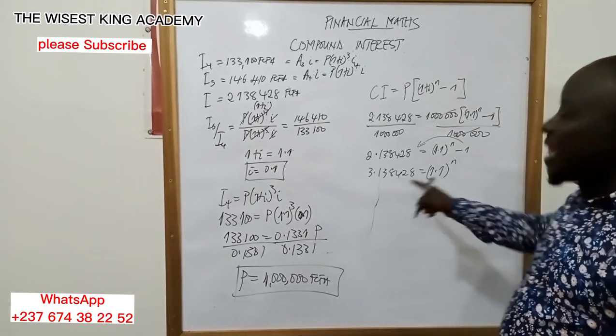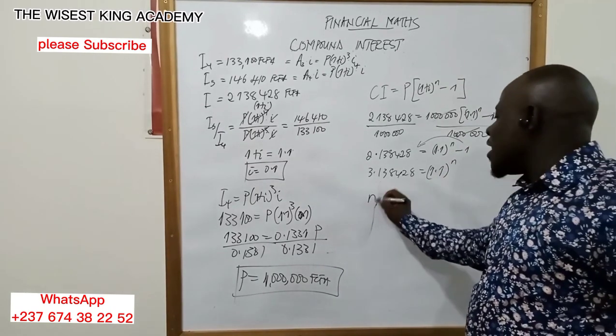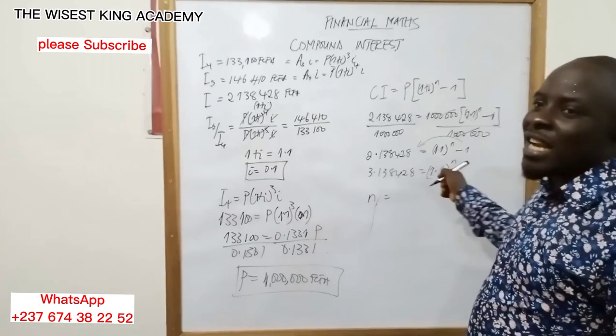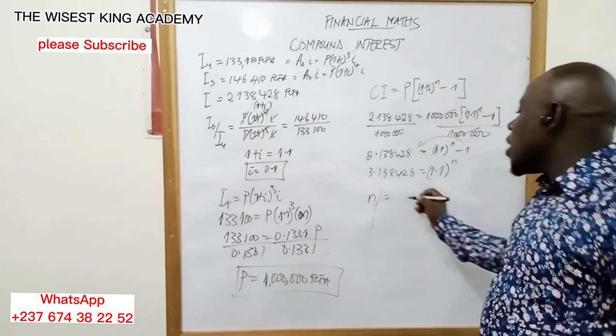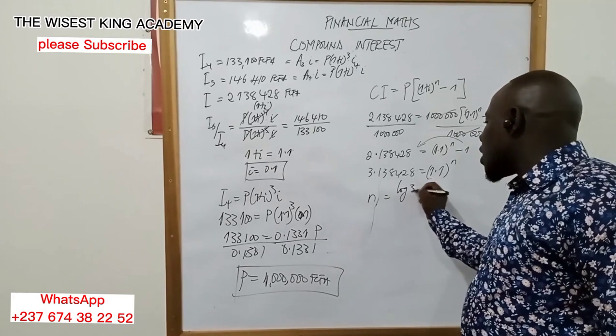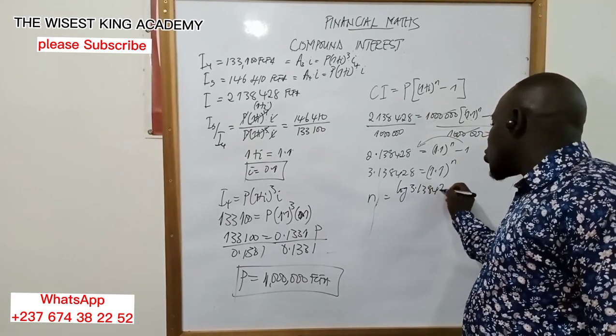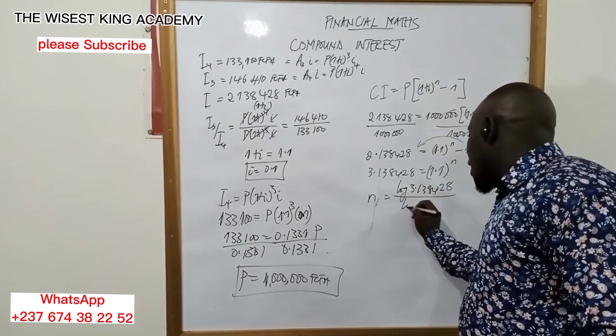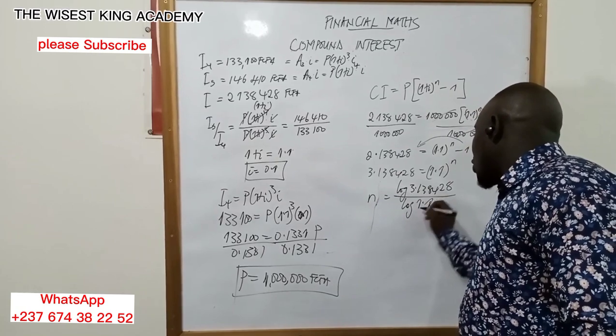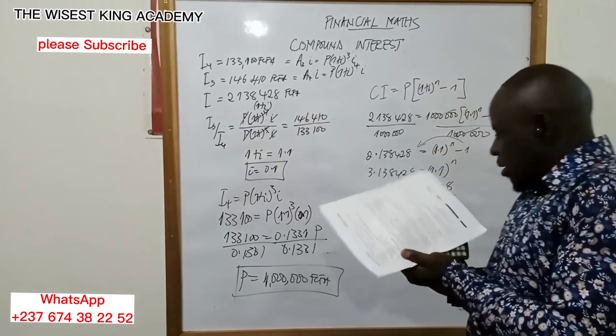When you get to this level, n is simply the log of the other side divided by the log of what n is the power of. So this will be log of 3.138428 divided by log 1.1. So n will be how many years? Let's take that.